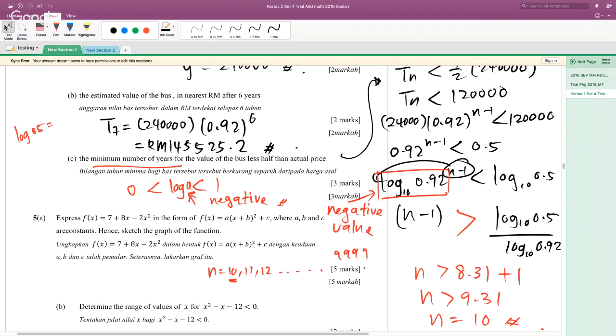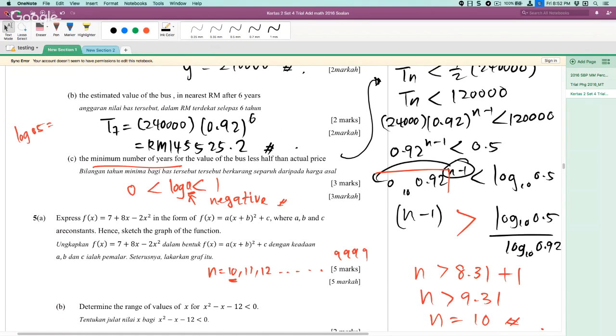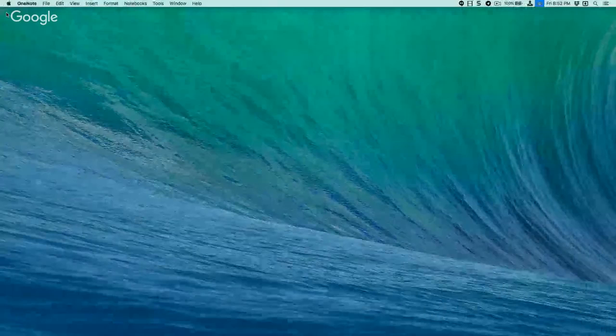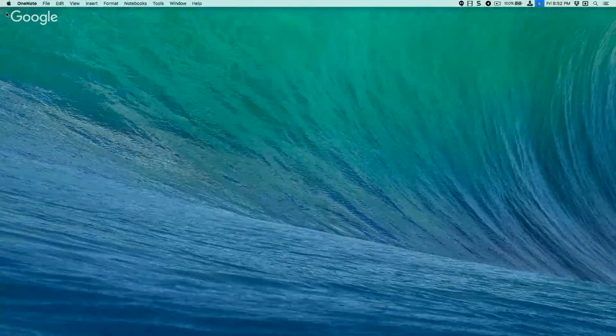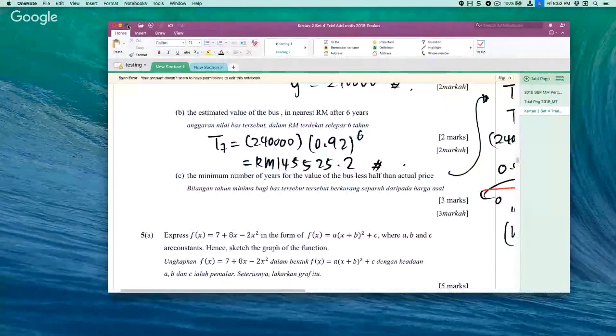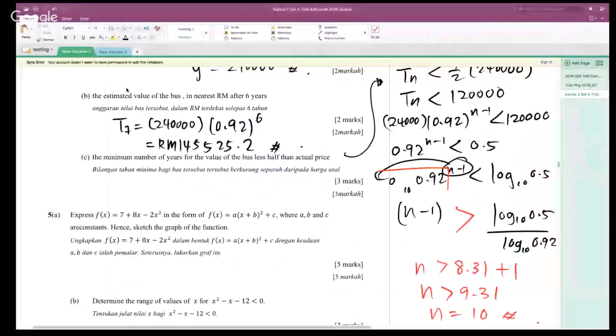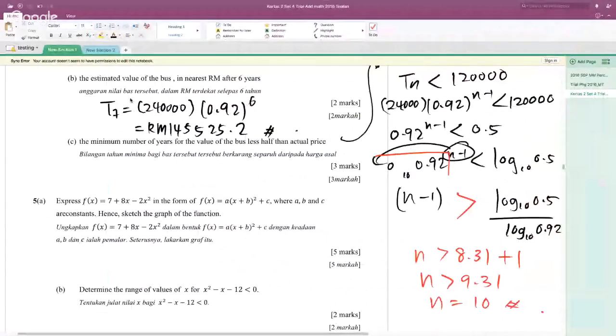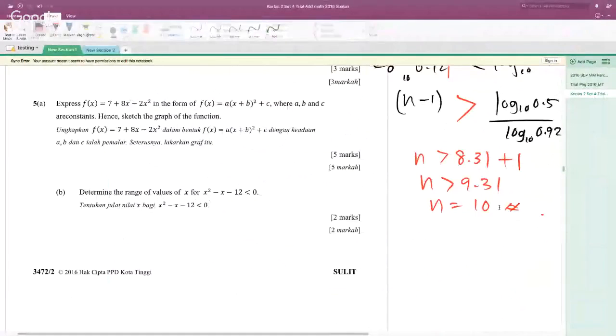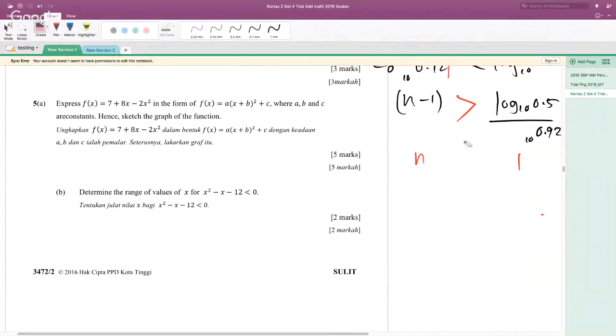Okay, so I hope you can understand, and you realize I couldn't erase some of it. So I will just restart it. Then we go to question number 5. Okay, I hope you can understand that. If you can't, just let me know.